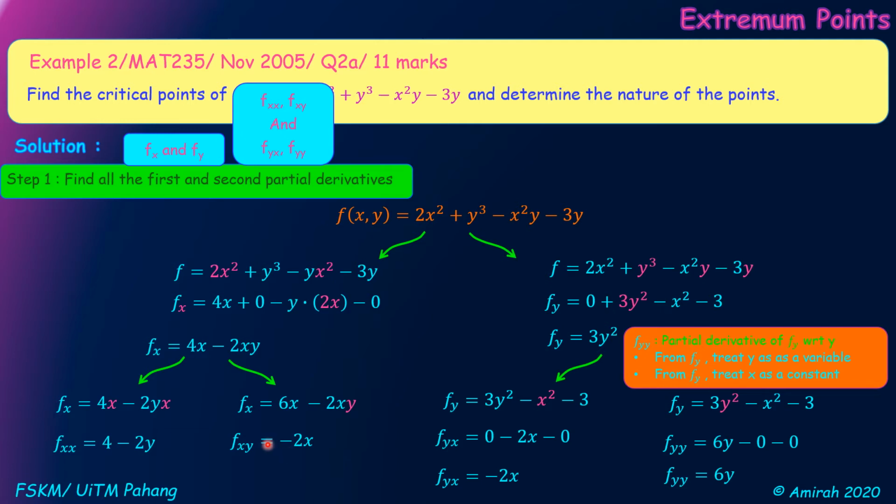Alright, from here, we get fxy equals to negative 2x, and we get fyx equals to negative 2x. So from here, we have fxy equals to fyx. So we can use this concept to check if our derivative is correct. If our derivative is correct, it means the value of fxy must be equal to the value of the function fyx.